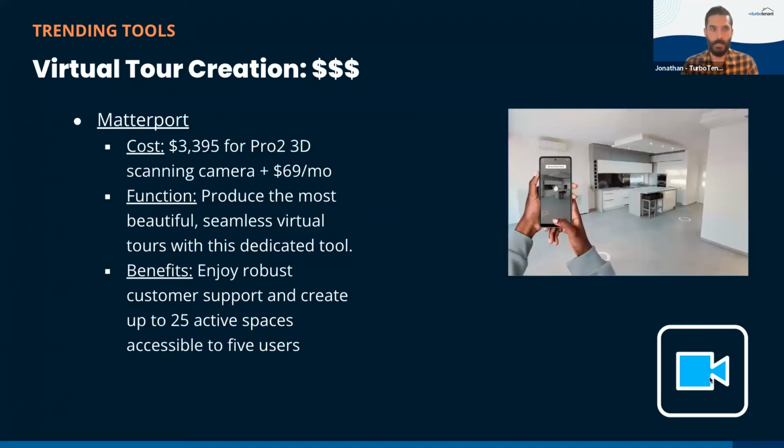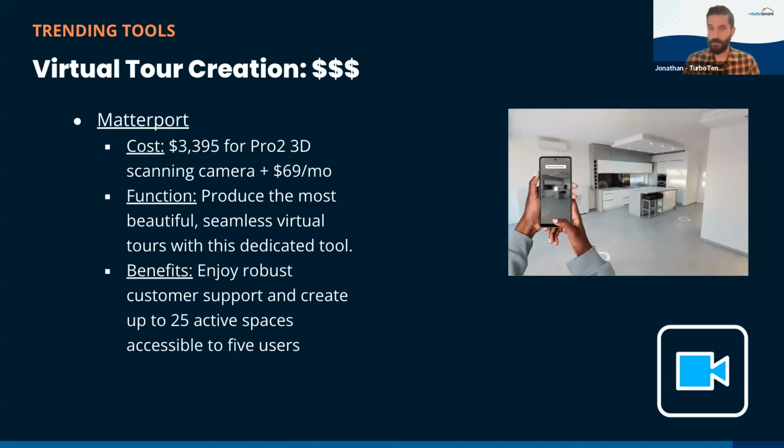Fantastic. All right, and say you wanted to spend a lot of money. Matterport. I'm sure a lot of you have heard of Matterport. They have created this proprietary camera that is just massive, a very big camera, and it's not cheap either. We've got the cost right here, about $3,400 for this camera. And then on top of that, you have a monthly fee that you need to pay to be able to use their software that goes with the camera.